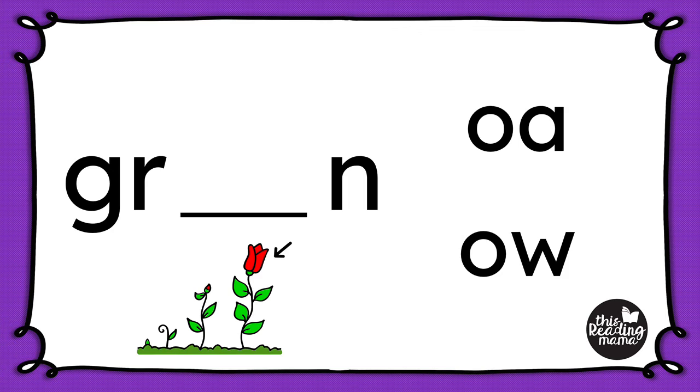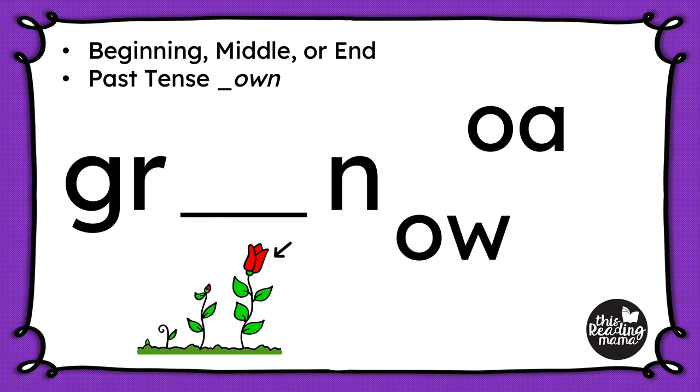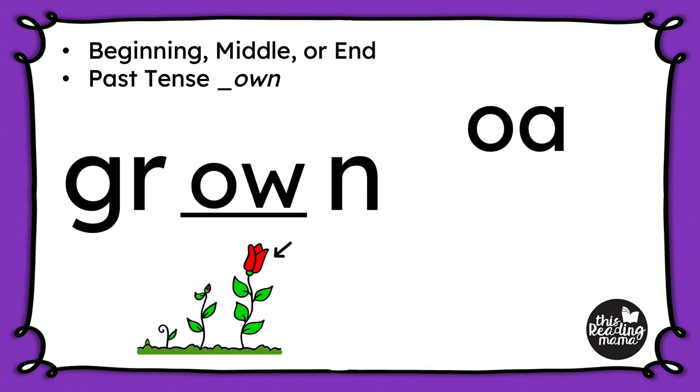Let's try the word groan. Now, this one is a homophone, so that means there's more than one meaning and more than one spelling of this word, but the picture clears it up for us. The picture is pointing to the flower that has grown. So I first need to ask myself where I hear the long O sound. Groan. It's in the middle of the word. So if it's in the middle, I need to also ask myself, is it a past tense verb? Is it in the own word family? And yes, it is. The flower has already grown up. So we will just use the OW to finish the spelling of groan.